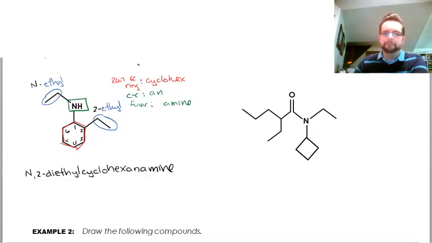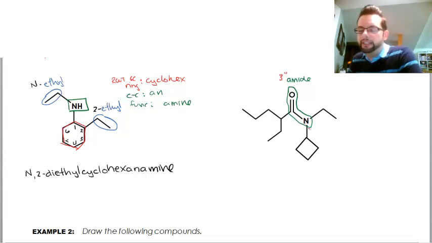Next example. First things first, let's identify the functional group. So I see nitrogen here, but I also see it attached to a carbon-oxygen double bond. So there's your functional group, and this is an amide. And this happens to be, in fact, a tertiary amide, because that nitrogen is bonded to 3 different things.